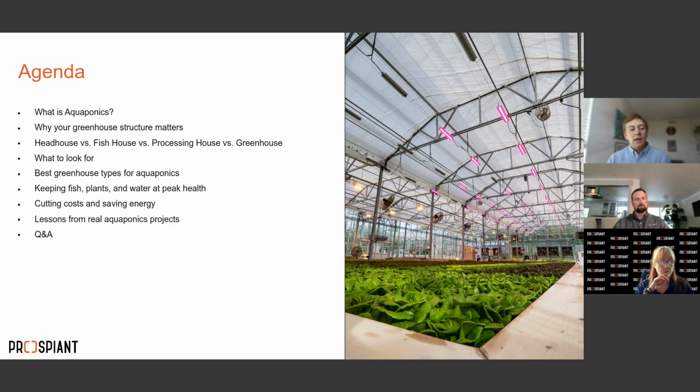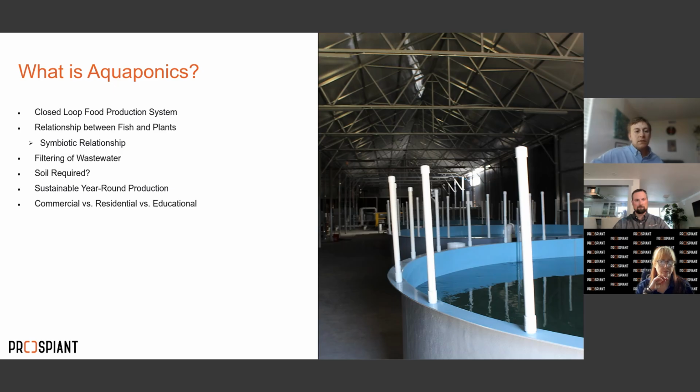How does the structure combine for all of those, and what to look for in each of those. And then we're going to dive into plant health, fish health, how to help both of those, how to combine them together, how to make everything operational together, and just how to make things more efficient. And then lastly, we're going to go into how you can automate, how you can help cut costs, save energy. And then we're going to go into some aquaponic projects that Prospient has assisted on, and then go through a Q&A. So if there's nothing else there, we will head on to the first slide.